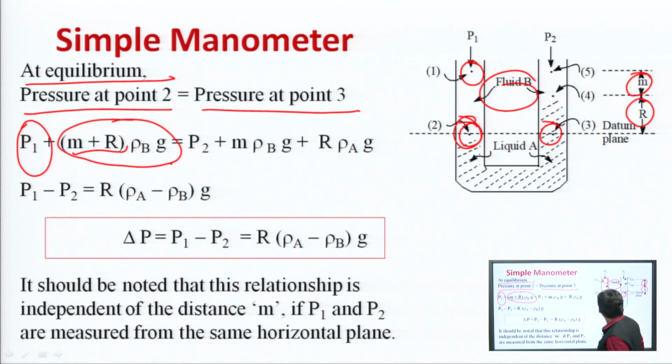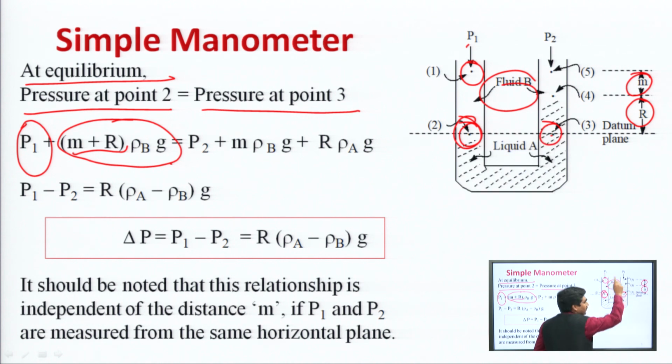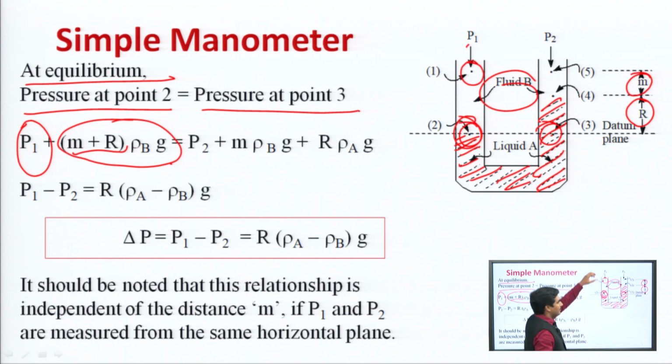So, what happens when pressures P1 and P2 are applied to this tube? There is a slight movement of liquid A. The meniscus of liquid A moves from point 3 slightly upward to point 4. This is the meniscus of liquid A in this fluid. Due to the application of pressure, the liquid in one arm has slightly risen.